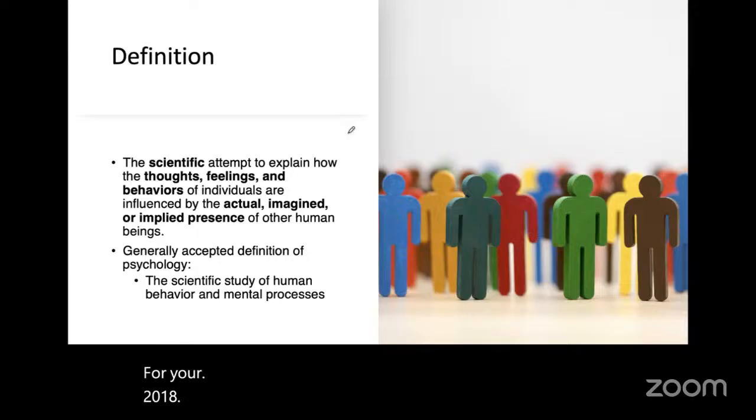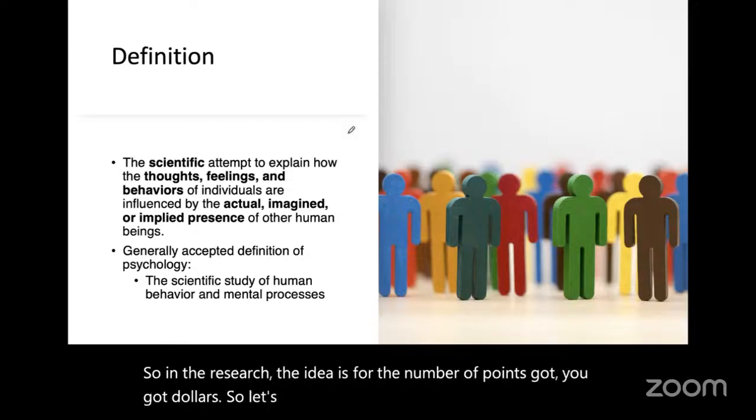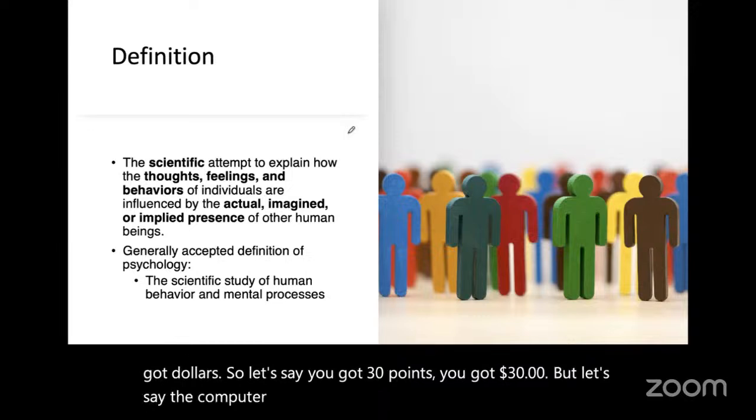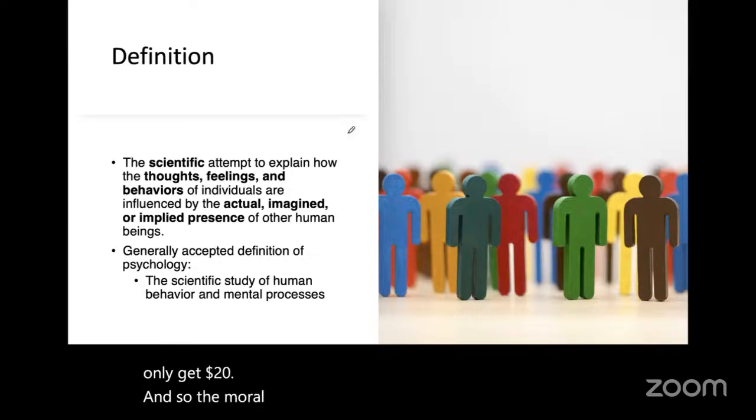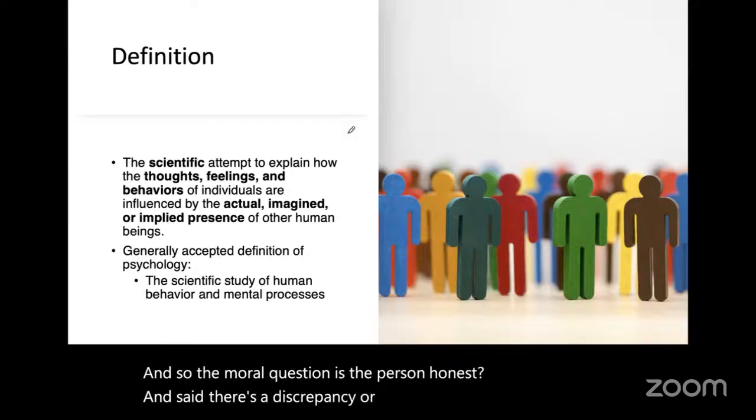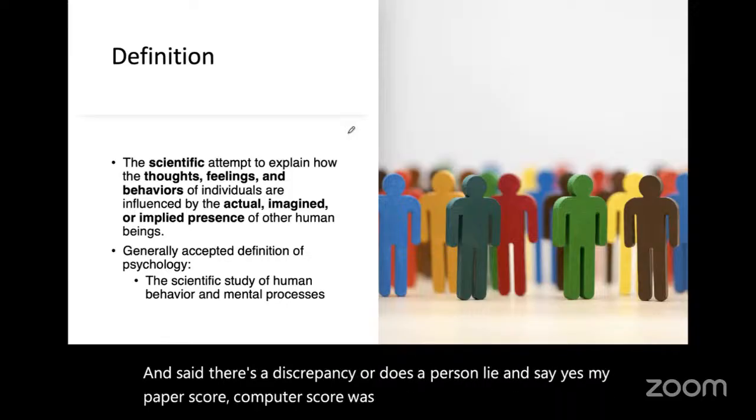So in the research, the idea is that for the number of points you got, you got that many dollars. So let's say you got 30 points, you got $30. But let's say the computer said 20. If you give the computer score, you only get $20. And so the moral question is, is the person honest and says there's a discrepancy? Or does the person lie and say, yes, my paper score was the higher score?